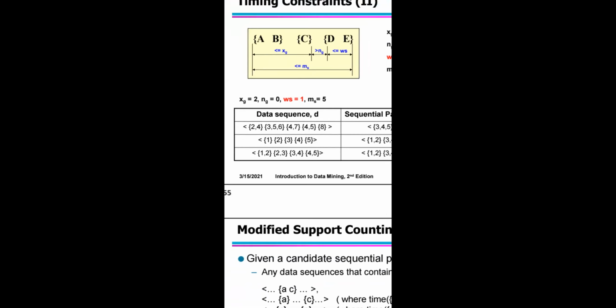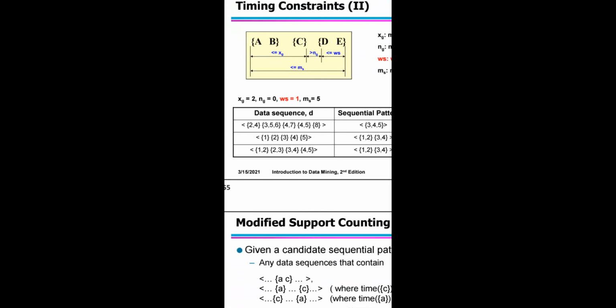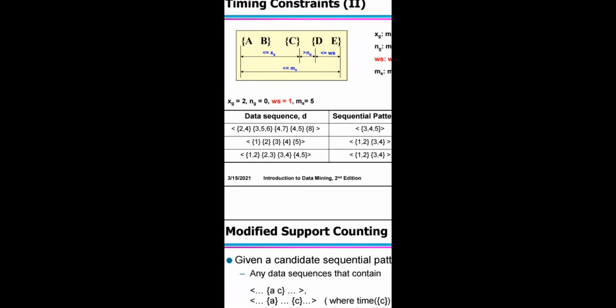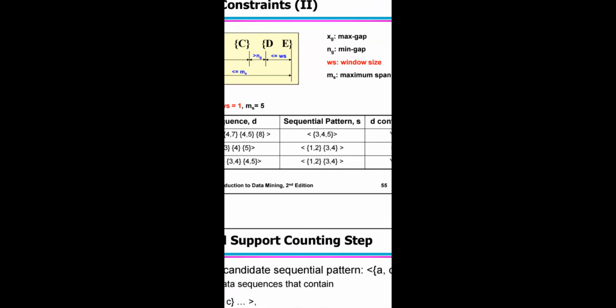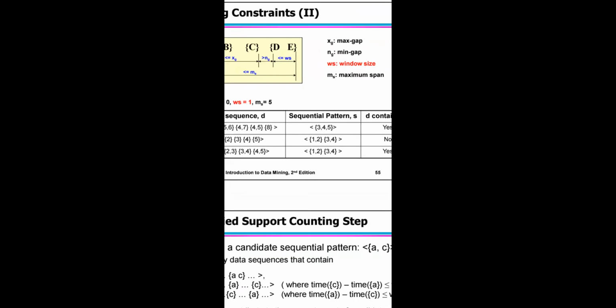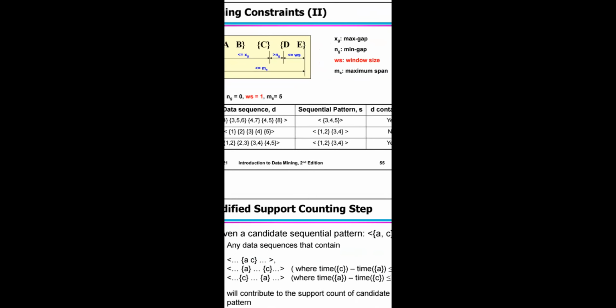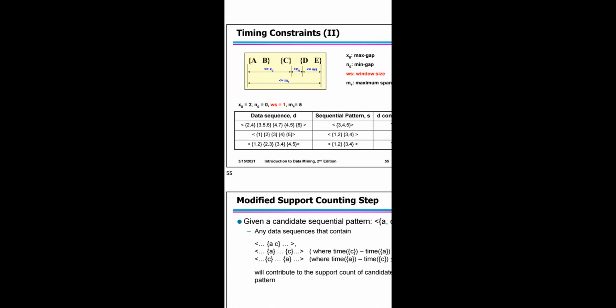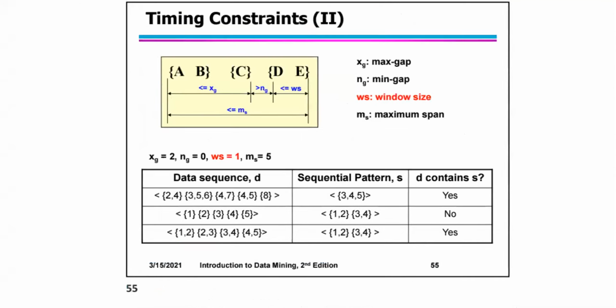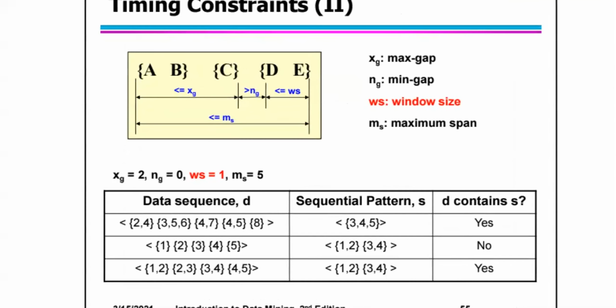This is simple, and you can easily understand the timing constraints regarding the maximum gap, minimum gap, window size, and maximum span. So note this down. Easily you can understand the timing constraints in the sequential patterns. Take a snap. This is very important. Easily you can understand it compared to the textbook.